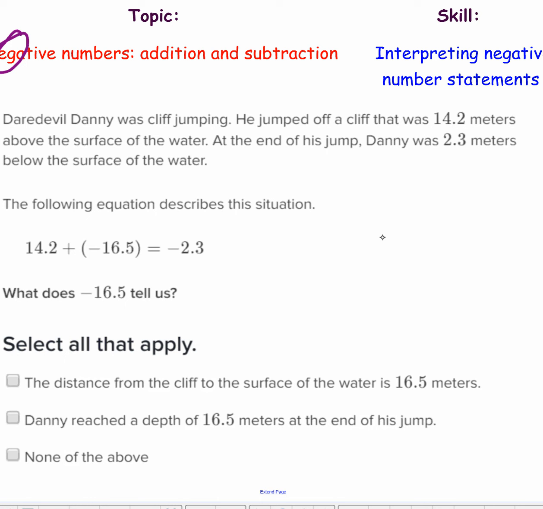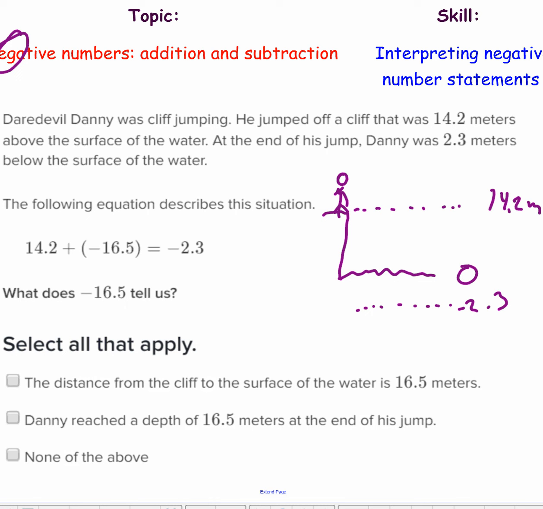Well, ready? Here's the water. I think it's good to call the water a height of 0. He was on a cliff. So here's the cliff where he jumped. And I'll even draw him because, you know, I can't even draw a stick figure right. The height up here was 14.2 meters. And at the end of his jump, Danny was 2.3 meters below the surface of the water. So he ended the jump down here at negative 2.3.